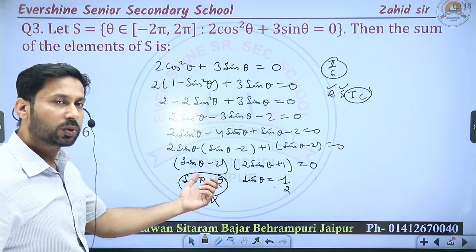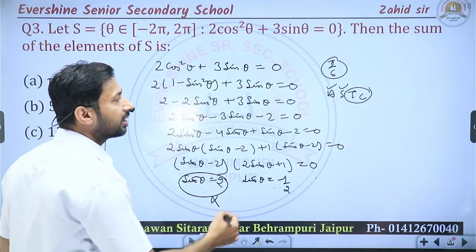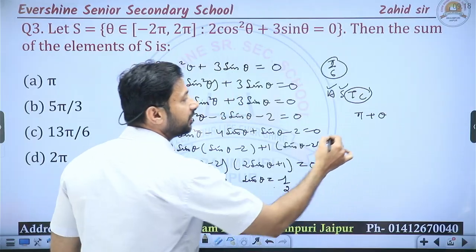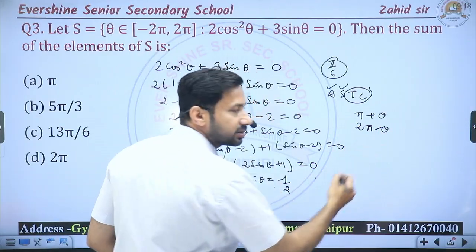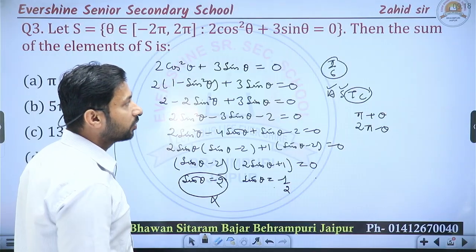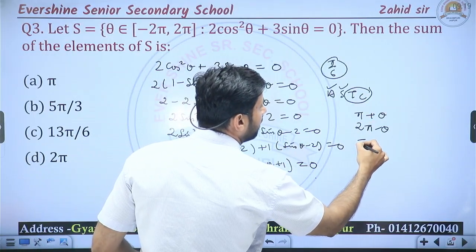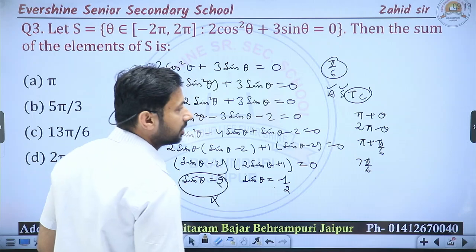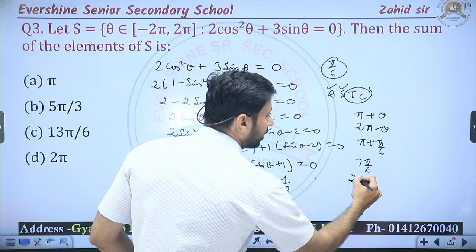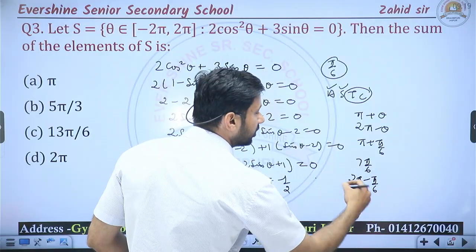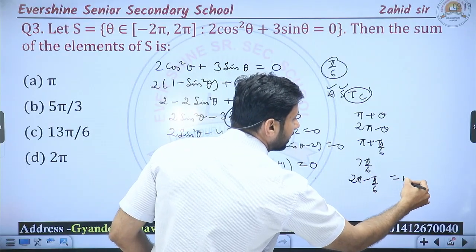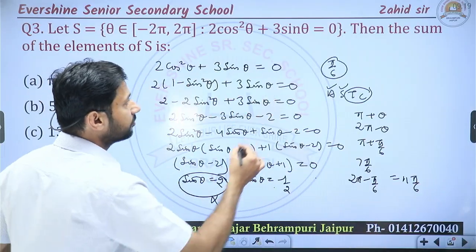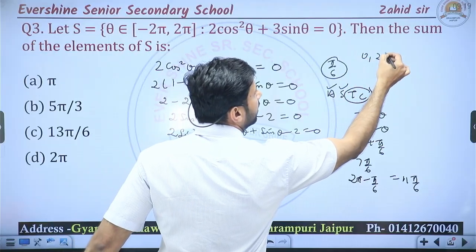So I told you, how can we find the angle in third? We can write it is pi plus theta, and for fourth it will be 2 pi minus theta. Okay, so pi plus pi by 6, that will be 7 pi by 6. Now for fourth, 2 pi minus pi by 6. So 12 minus 1, 11. It will be 11 pi by 6. Okay, now this is from the range 0 to 2 pi.